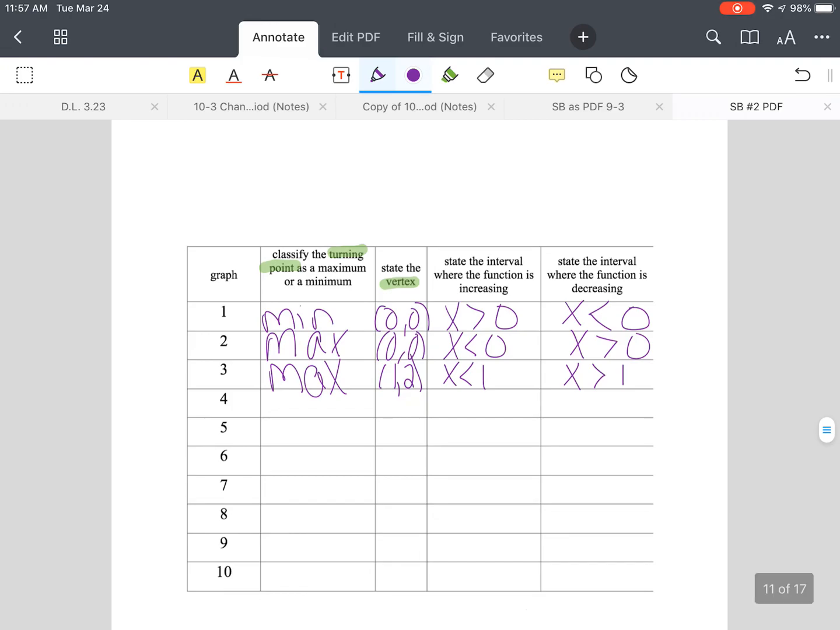All right, so we said that number 4 is a minimum. The vertex is 4, 1. I am increasing when x is greater than 4 and decreasing when x is less than 4. Okay. Here's what I want you to do. I want you to pause right now, try number 5 all on your own, and then I'm going to go over it.